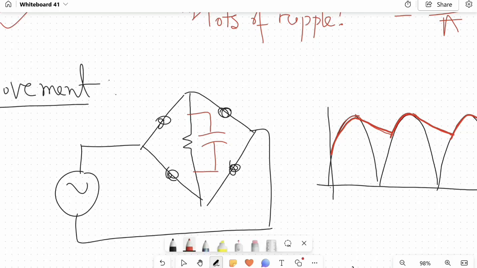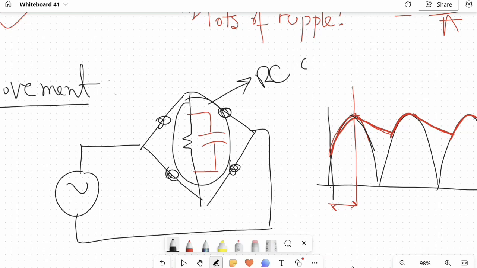In the first quarter of our circuit, in this part, the capacitor will be charged by our input source. But when the input starts to fall, the capacitor won't be able to keep up with it because the capacitor resists the sudden change of voltage. So when the input voltage starts to drop here, the capacitor and the resistor together will form an RC circuit.